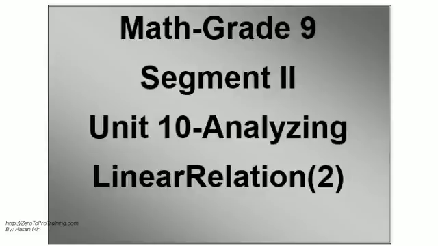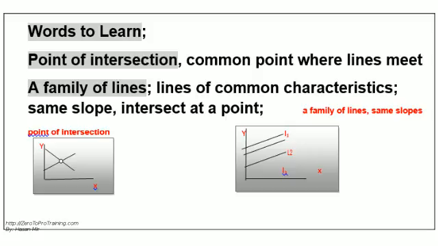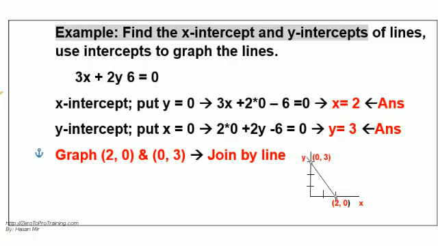Math Grade 9, Segment 2, Unit 10: Analyzing Linear Relations. Words to learn: point of intersection, and family of lines with same slopes. Diagram reflects. Example: find the x-intercept and y-intercepts of lines. Use intercepts to graph the lines.